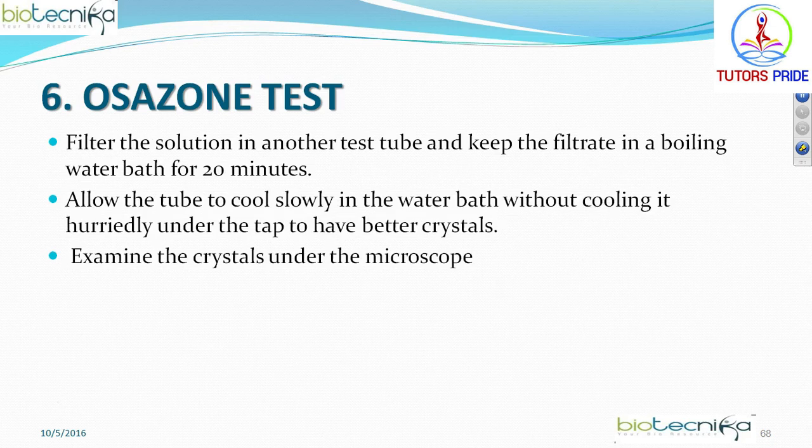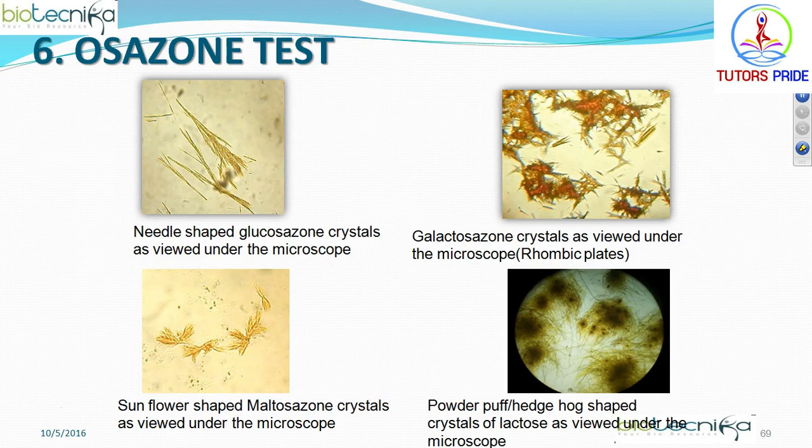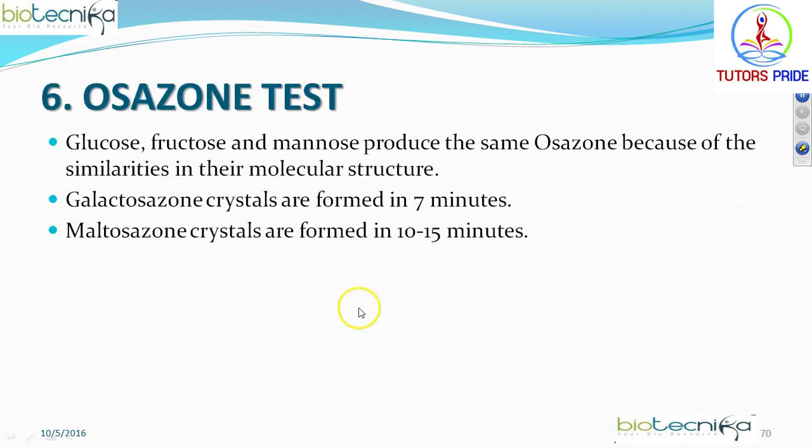Okay, then what you have to do, you have to cool it, so that more crystals will be formed. When the crystals are formed, you have to observe under the microscope so that you can observe these types of crystals. Okay, so this is about your Osazone test.